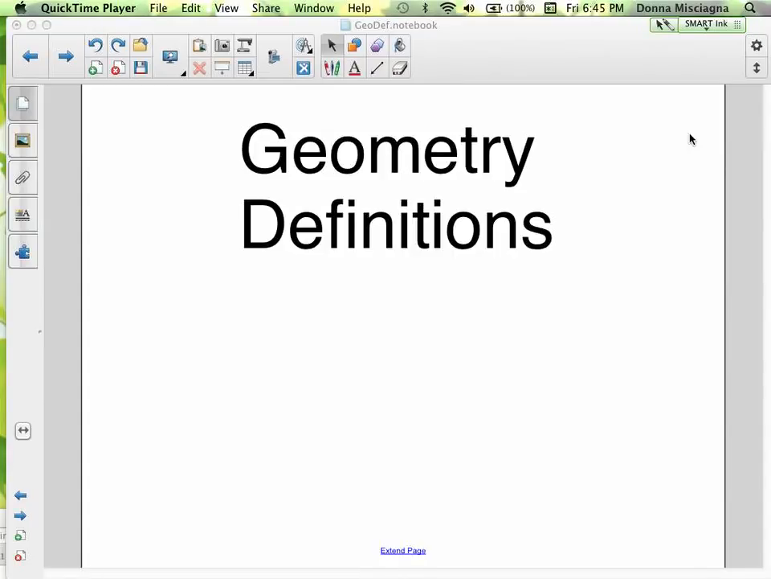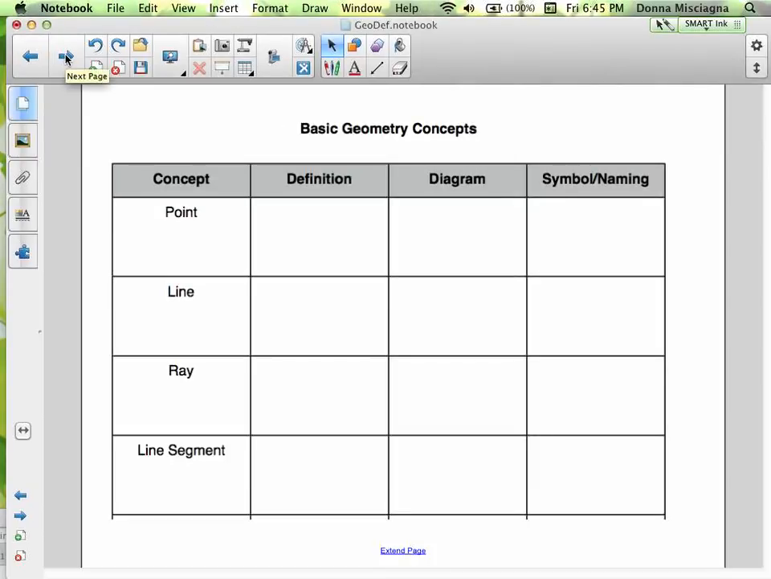Geometry definitions. So your note template looks like this. For each of the concepts, and I just have a little piece of the note template, you're going to write a definition, draw a diagram, and you're going to show what the symbol is and how to name the particular feature, the geometric term.